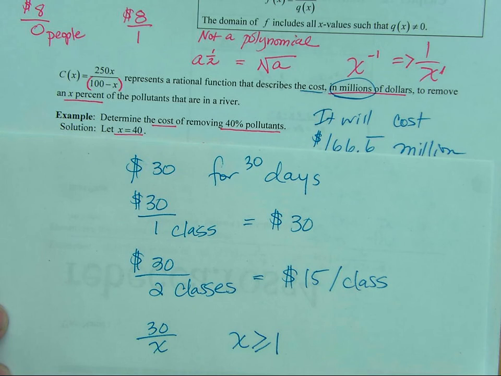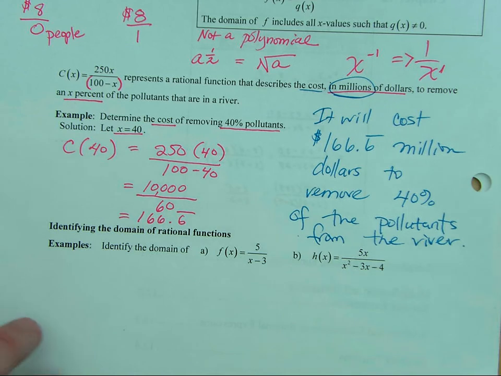And actually, I can't even go to a fraction of a class, so there's probably another way we could say it. I really only have whole numbers or natural numbers here. I couldn't go to fractions of classes. But the more classes I go to, the cost per class is going down every single time. And you can kind of see that. We're going to look at the graph of some of these in just a moment as well.